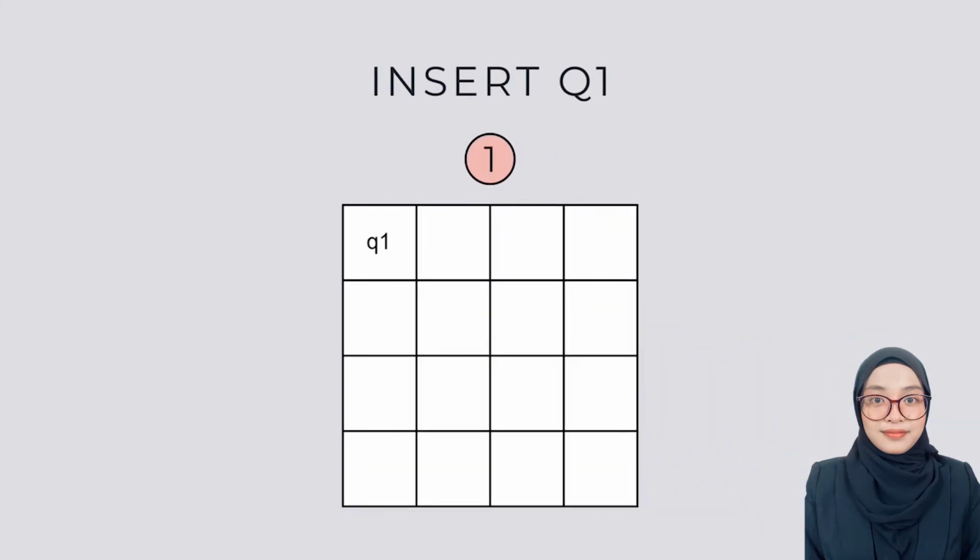So let's say we are inserting Q1 as the first step. We have many options in inserting the Q1, but we will take the first one, which is cell 1,1, row 1, column 1, is where we are going to insert the Q1.